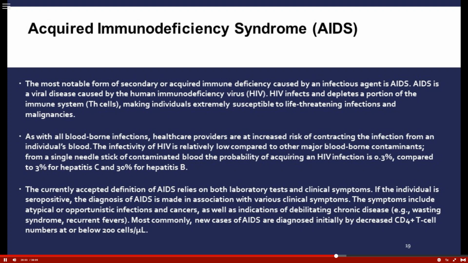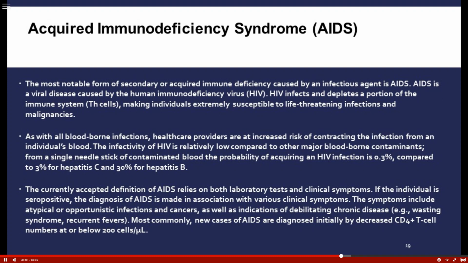The thing about the HIV virus is it's kind of a weak little guy. The chance of us contracting it when we get stuck is really only about 0.3%. However, we would still go through the prophylaxis. But hepatitis B is scarier. It's got 30% when we get stuck by a needle.